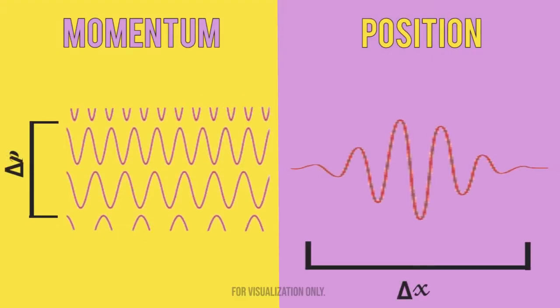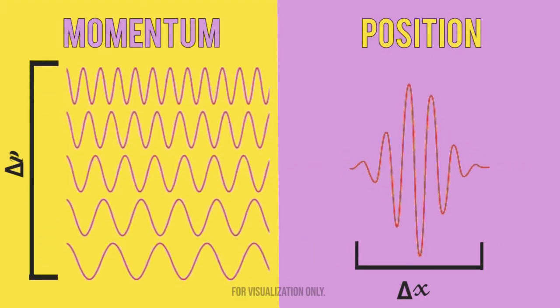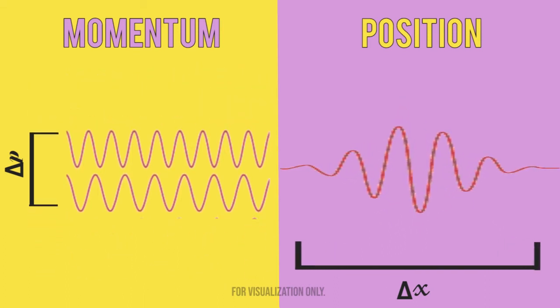To increase certainty in position, we add more waves and thus have a large uncertainty in momentum. And to decrease certainty in position, you can add fewer waves.